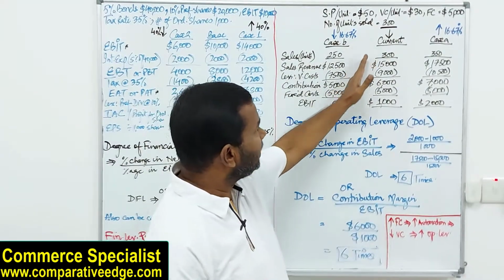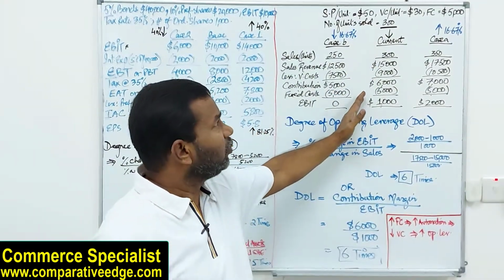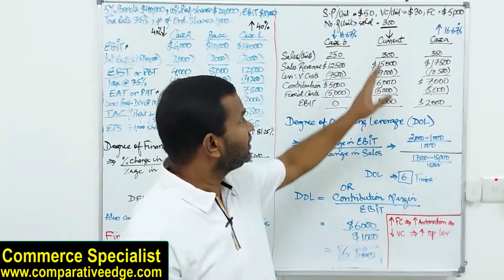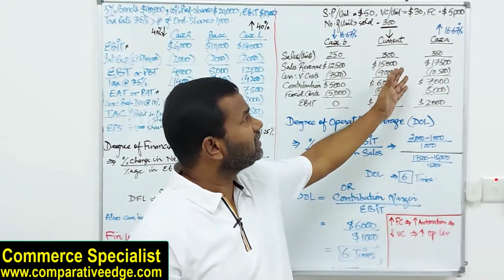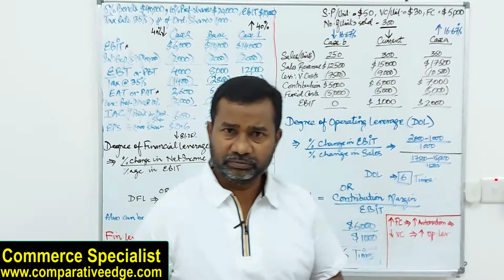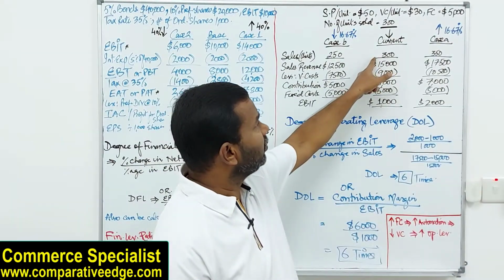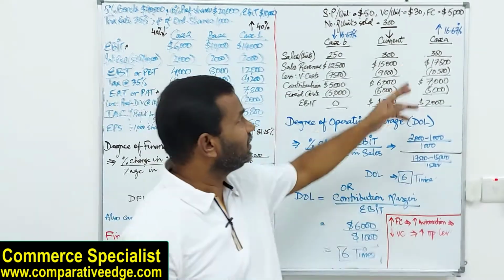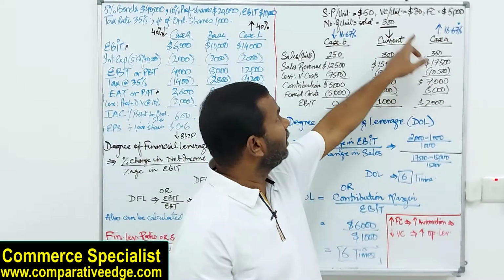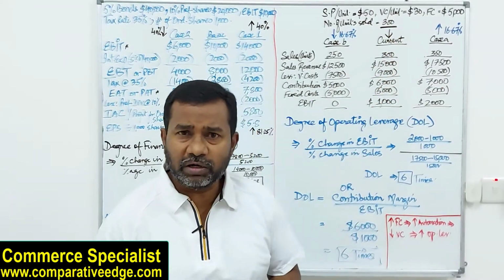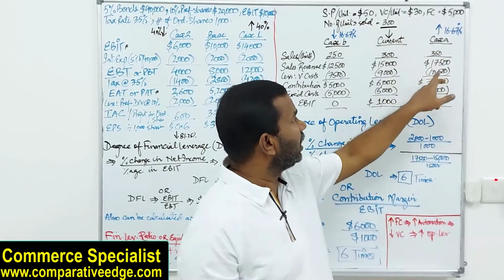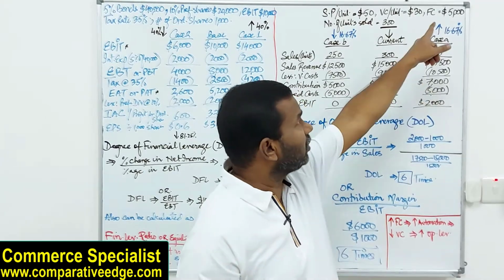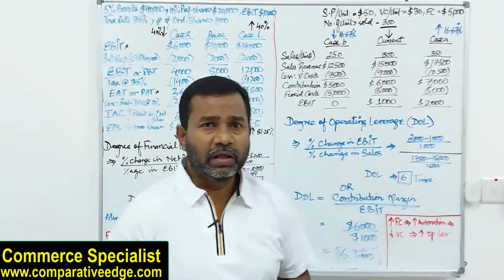So this is the base level, and I'm assuming what if the sales level increases by 16.6%. In other words, instead of selling 300 units, what if the company sells 350 units? What will happen? Sales, obviously number of units, 350 into 50, you get 17,500. Variable cost, 350 into 30, you get 10,500. From sales, you minus variable cost, you get your contribution. Fixed cost, as already assumed, 5,000. So your profit is 2,000.